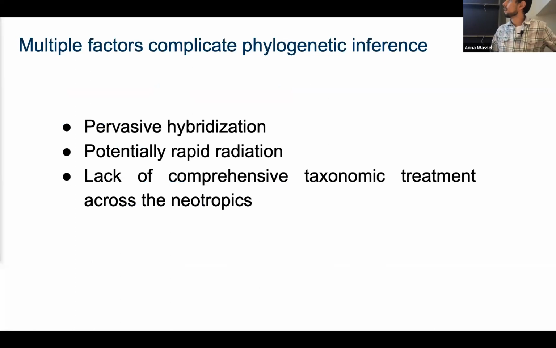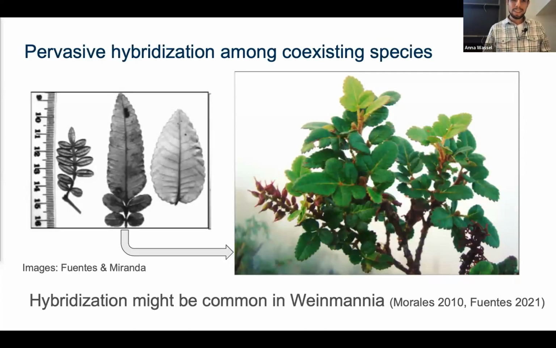However, in addition to that, multiple factors complicated phylogenetic inference for this group. Among them, we can mention pervasive hybridization, potentially rapid radiation, and mostly lack of comprehensive taxonomic treatment across the neotropics. Well, this last point mostly complicates taxonomy and systematics rather than phylogenetic inference itself, but it's related. So let's talk a bit about the hybridization in this plant.